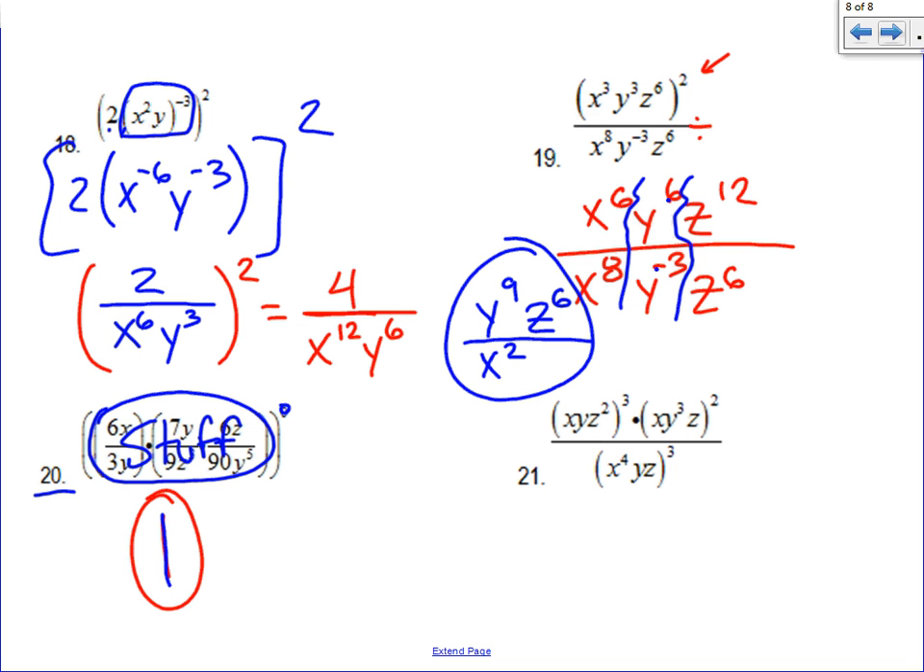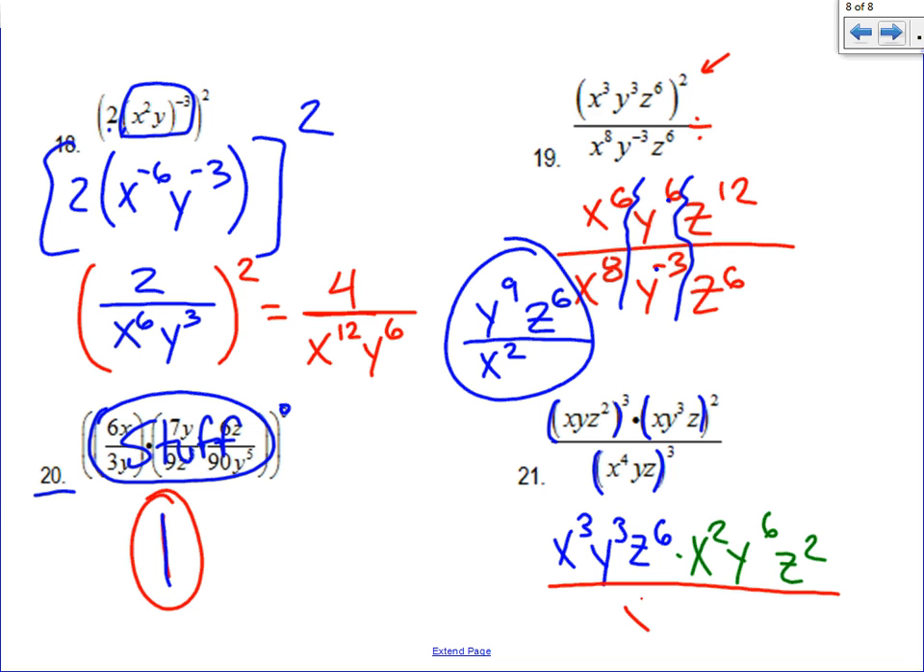All right, 21. I need to actually do each set of parentheses here first before I can multiply or divide. So it's actually like problem 19, but a little bit more complicated. This top left set of parentheses is going to become x cubed, y cubed, z to the 6th. The top right set of parentheses is going to become x squared, y to the 6th, z squared. And the denominator is going to become x to the 12th, y cubed, z cubed.